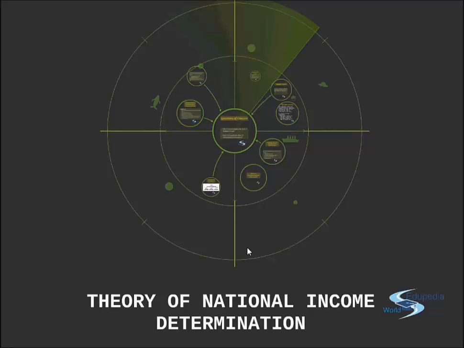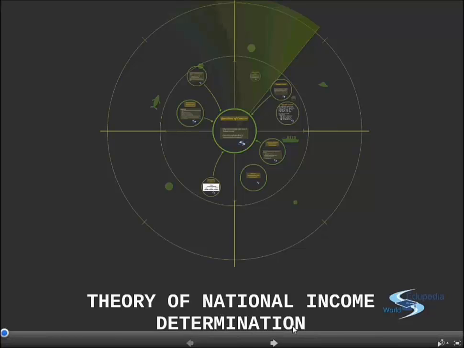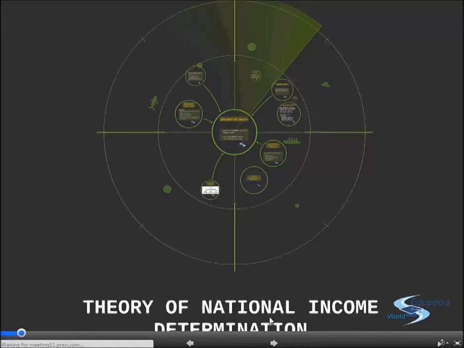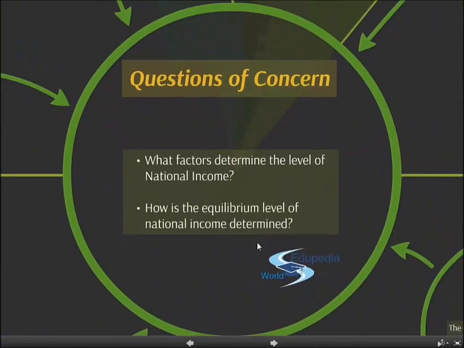In the last session we have discussed the basic concepts and measures of national income. In this session we'll discuss a problem of theoretical nature, that is the problem of national income determination. The two major questions with which we shall be concerned here are: what factors determine the level of national income, and how is the equilibrium level of national income determined.